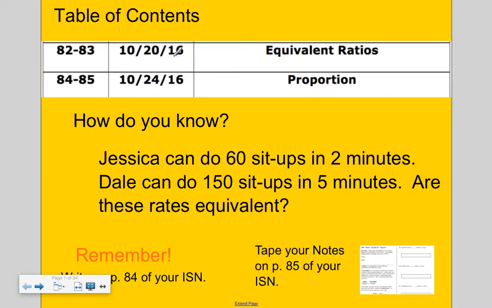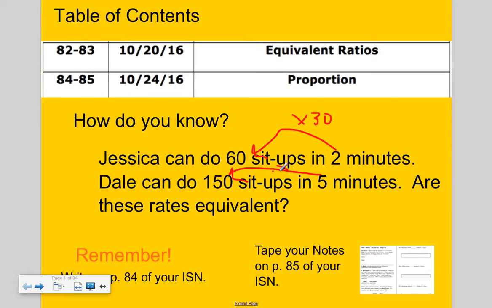Jessica can do 60 sit-ups in 2 minutes. Wow. Dale can do 150 sit-ups in 5 minutes. Are these rates equivalent? Can they do the same number of sit-ups per minute? So many ways you can do this. I can build up from 2 minutes to 60 sit-ups by 30. I can do it the same way here, times 30.